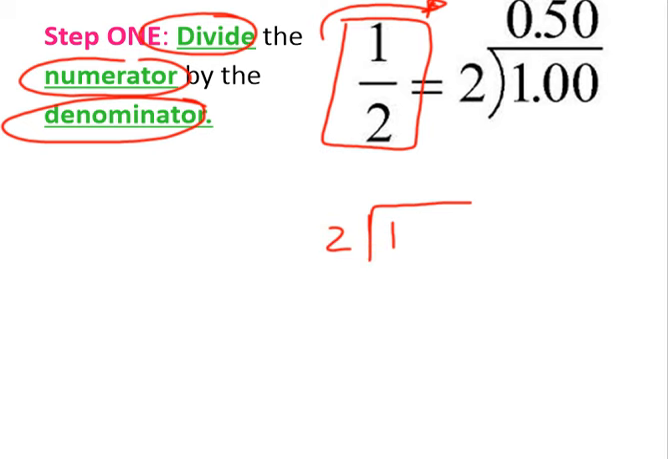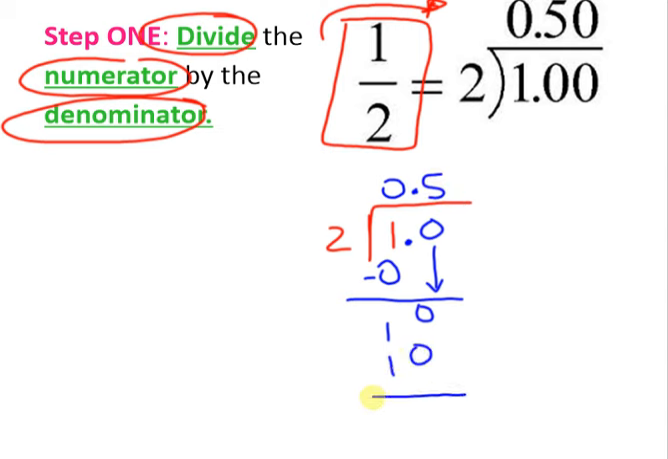So 2 goes into 1 0 times. 0 times 2 is 0. Subtract. 1 minus 0 is 1. I have nothing to bring down, so I'm going to add a decimal, bring it up to the roof, add a 0, and bring it down. 2 goes into 10 5 times. 5 times 2 is 10. Subtract. 10 minus 10 is 0.